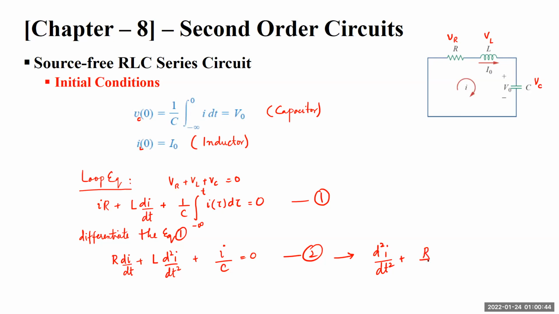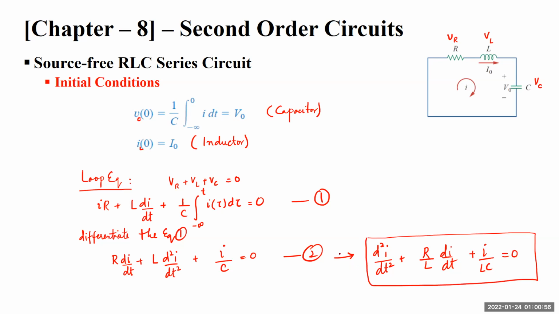This is L d squared i by dt squared plus R di by dt plus I by C equals 0. So a more simplified form for us. I call it equation 3. So this is how we develop the initial differential equations for this circuit. And remember, this is a second order differential equation because there is a second derivative of the variable I associated with this circuit.